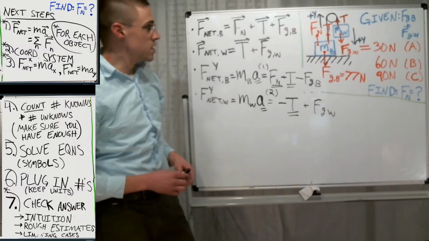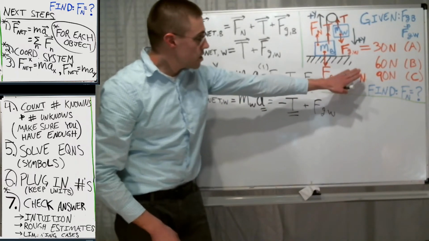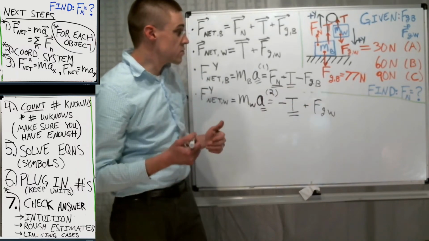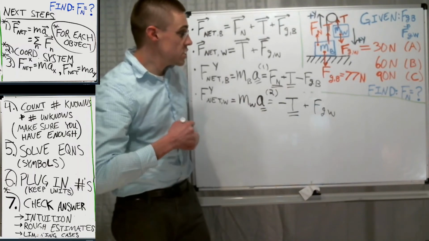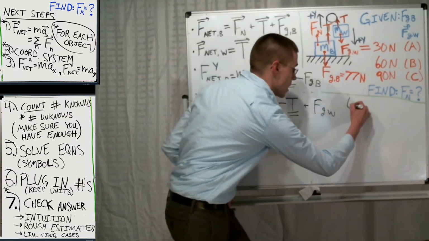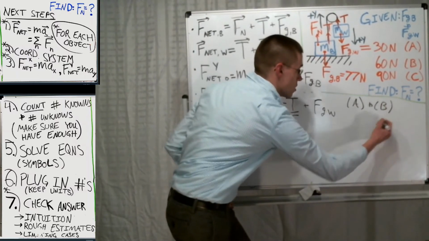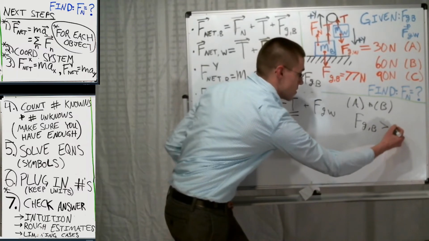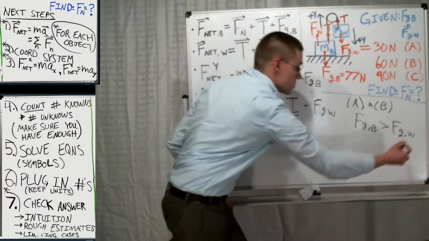So that's something I know. Okay, well, let's think about this. Part A and part B both have FGW less than FGB, right? So for A and B, we have FG for the box is greater than force of gravity for W.